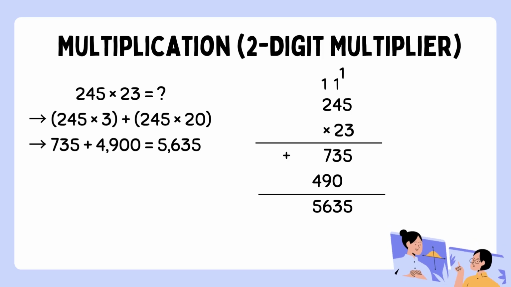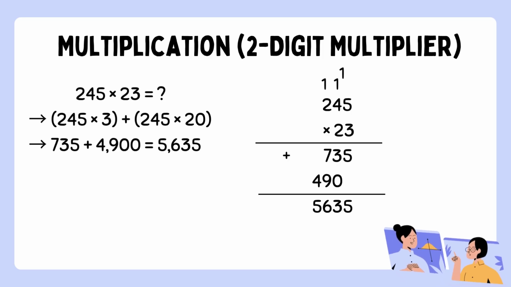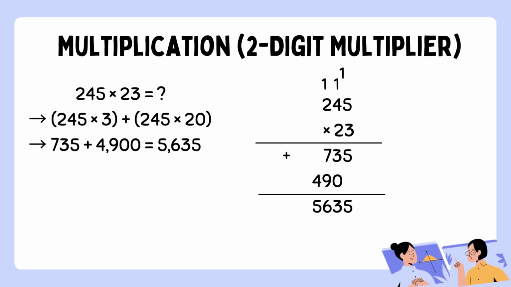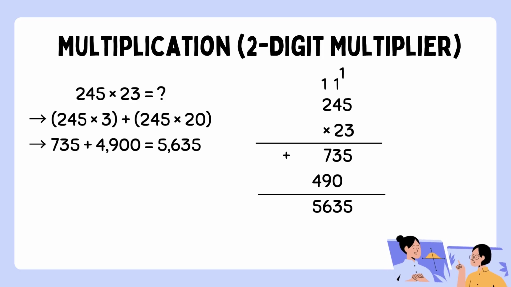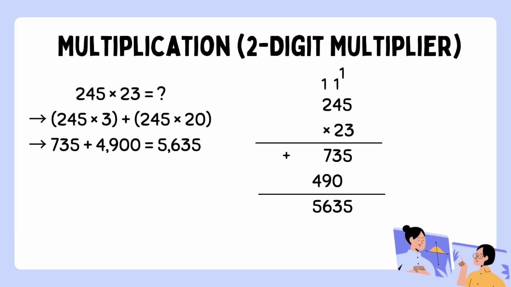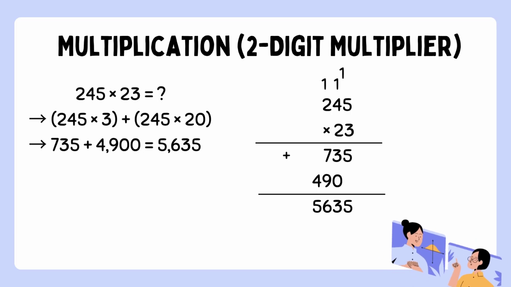The second method is called the standard column algorithm or long multiplication. Write 245 on top and 23 under it. We multiply by the ones digit first, which is 3, then by the tens digit, which is 2, but remember it represents 20, and then add the partial results.